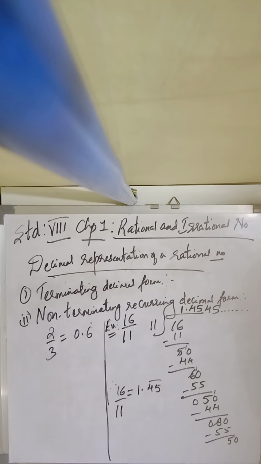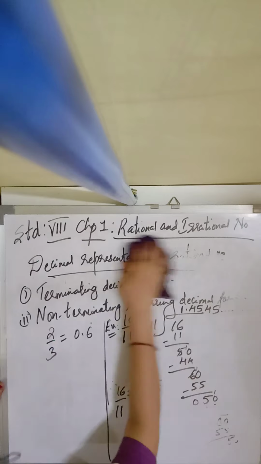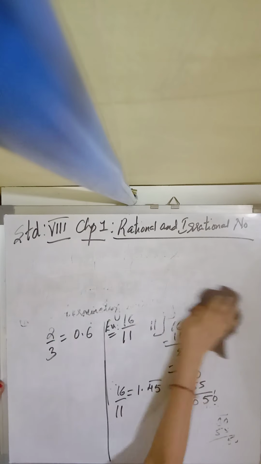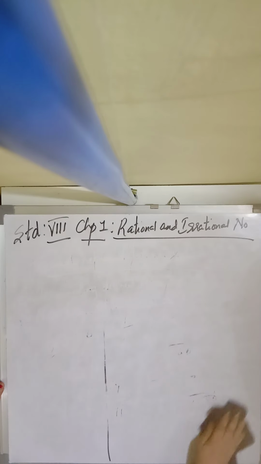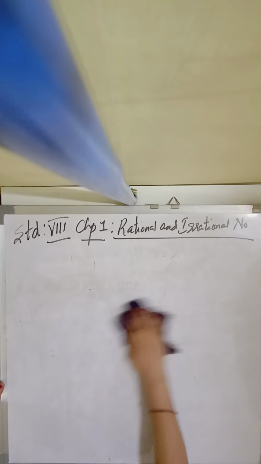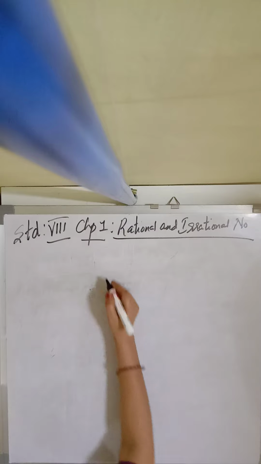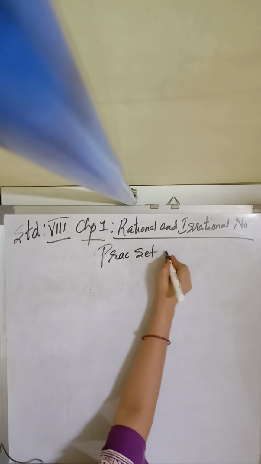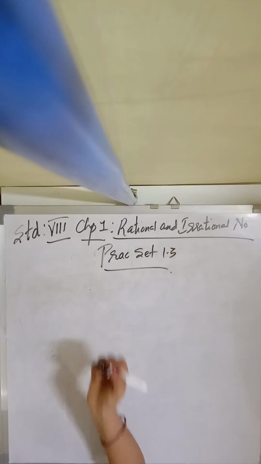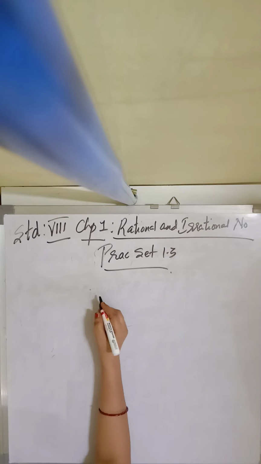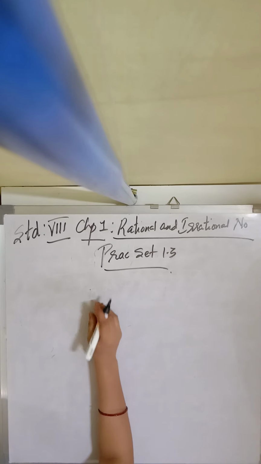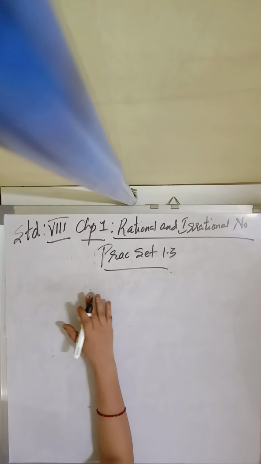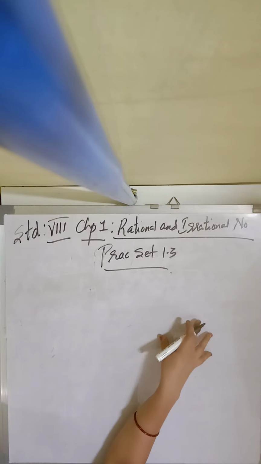Now let's move to the practice set. Practice set 1.3. You can copy it down, children. Now let us move to practice set 1.3. So write down practice set 1.3. Question 1: Write the following rational numbers in decimal form, children. So the question is, write the following rational numbers in decimal form.